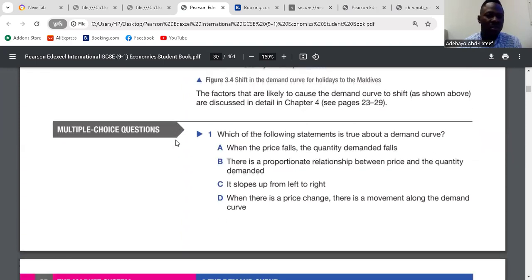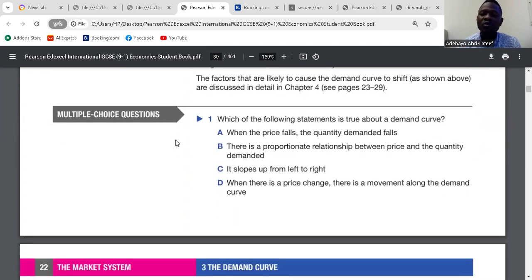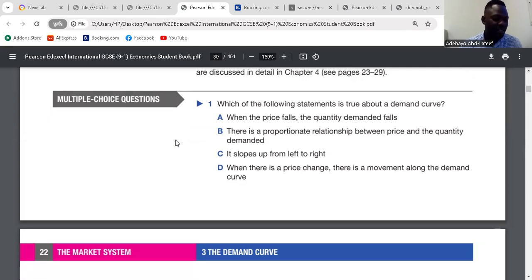So we have the multiple choice question then. Which of the following statements is true about a demand curve? When there is a price change, there's movement along the demand curve. Yes, when there is a price change, there's always a movement along the demand curve. Clear. Go to question 2.